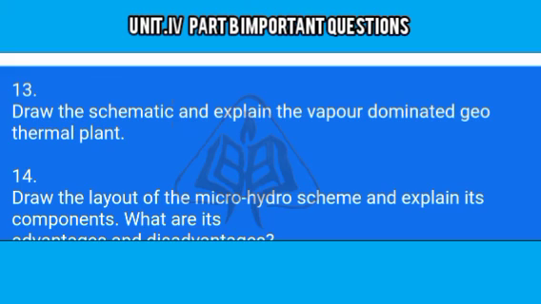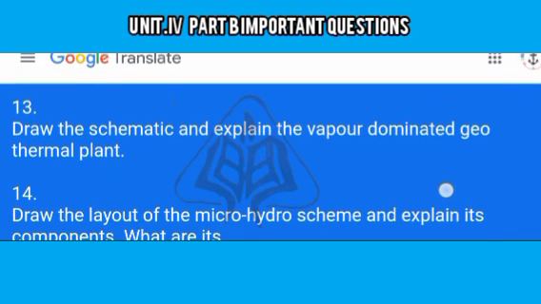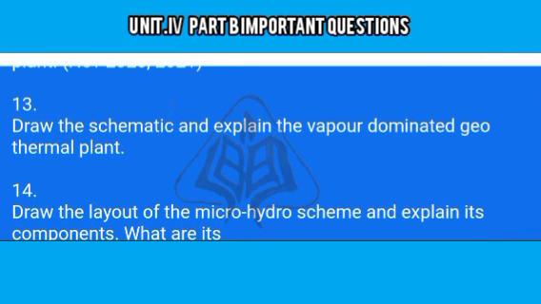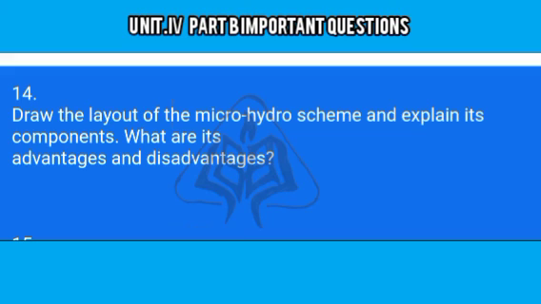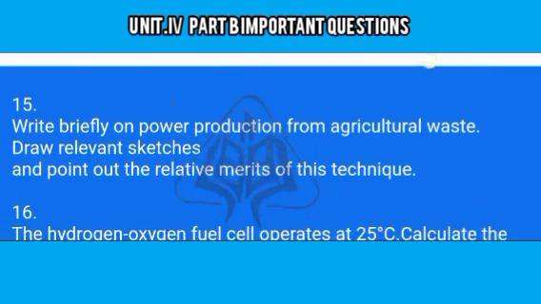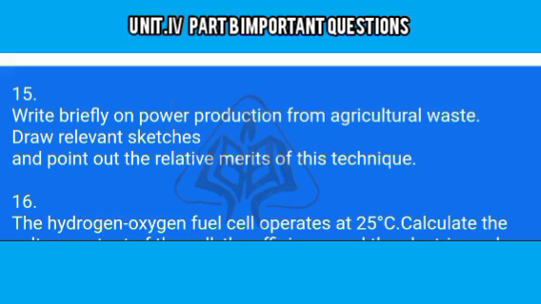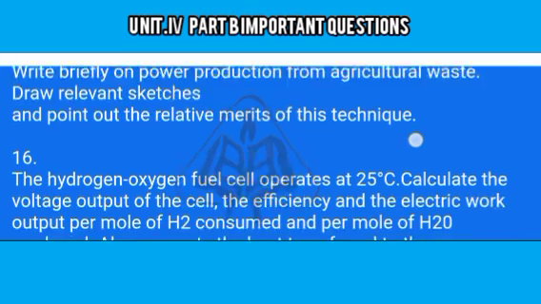November 2020, 2021. 13. Draw the schematic and explain the vapor-dominated geothermal plant. 14. Draw the layout of the micro-hydro scheme and explain its components. What are its advantages and disadvantages? 15. Write briefly on power production from agricultural waste. Draw relevant sketches and point out the relative merits of this technique.